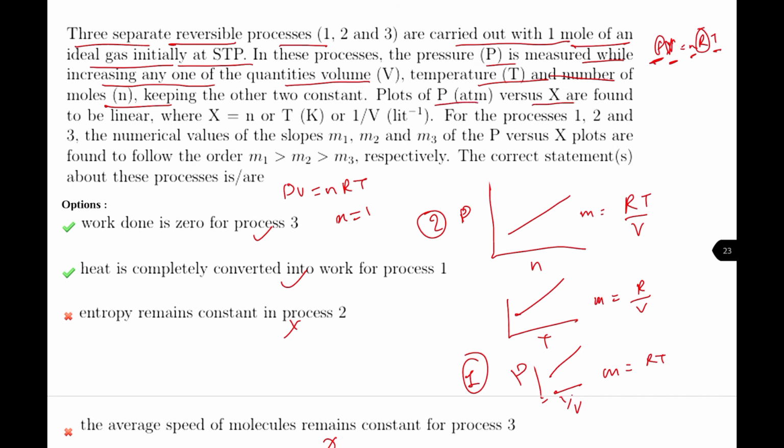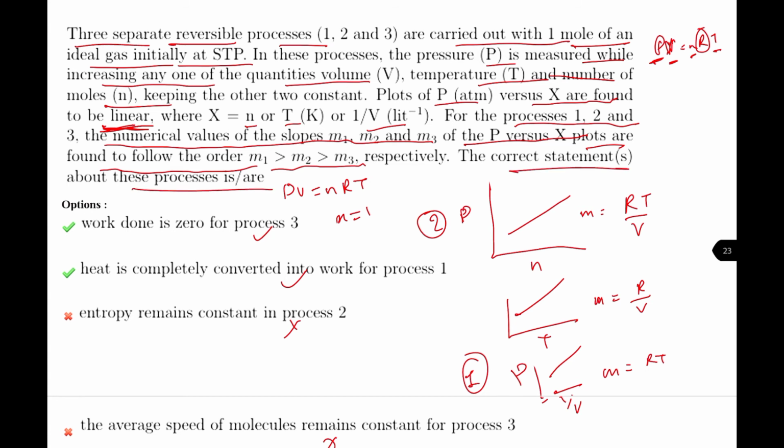Plots of P versus X. X can be moles, temperature, or 1 by volume for the processes, and plots are given. Plots of P versus X are found to be linear, all of them as expected, because other variables are constant. So for processes 1, 2, and 3, the numerical values of slopes M1, M2, and M3 of the P versus X plots are found to follow this order: M1, M2, and M3 respectively.